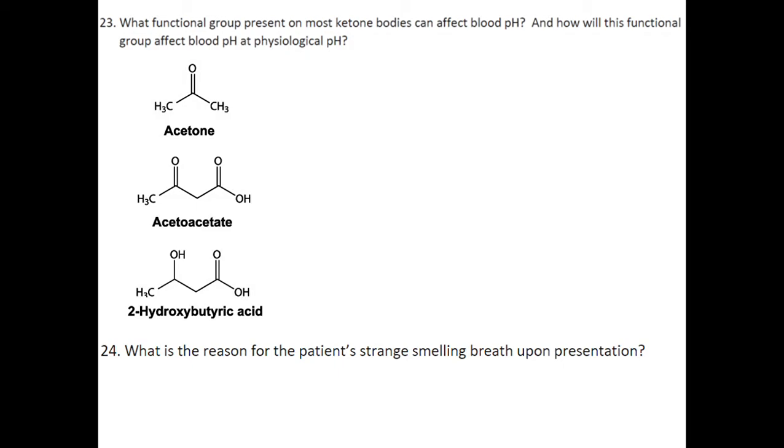So how will this functional group affect blood pH at physiological pH? Will it increase or decrease blood pH? It is an acid, so it will decrease blood pH. Carboxylic acid will decrease blood pH. What functional group can you find in the first ketone body? Does it have a carboxylic acid? Look at the first one, acetone. No, it doesn't have a carboxylic acid. So what functional group is that? That is ketone. C double bonded O, C.